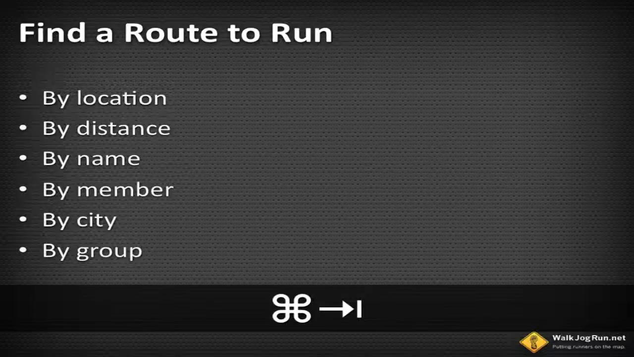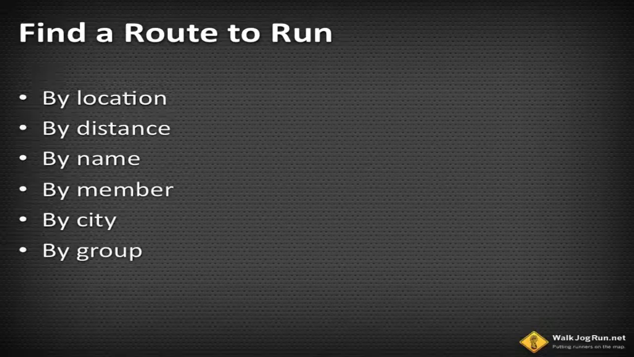So that said, that's how you can find a specific route to run, and actually see what they look like on a map. I've shown you how to look by location, by distance, search by name, find routes by a member, or look in a certain city or at a specific group.